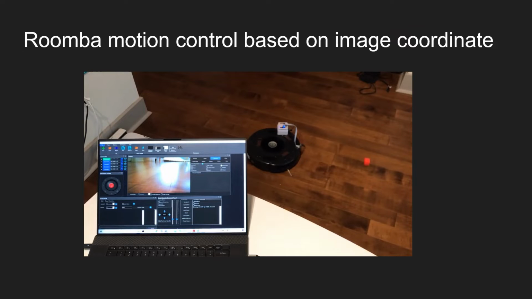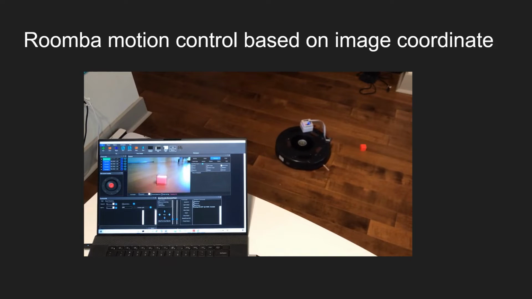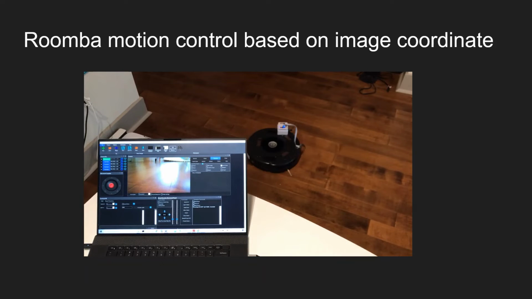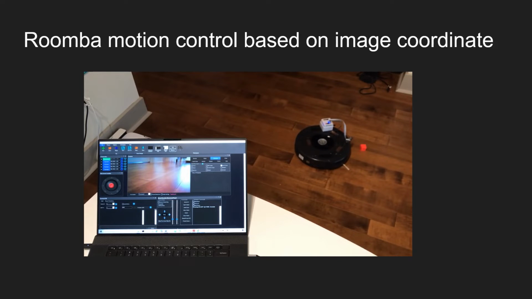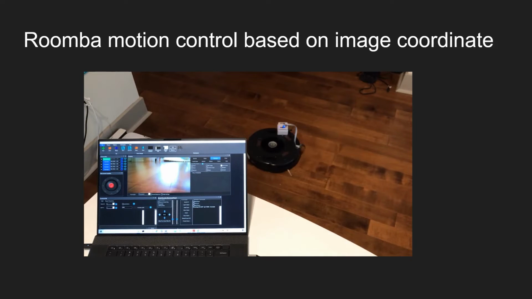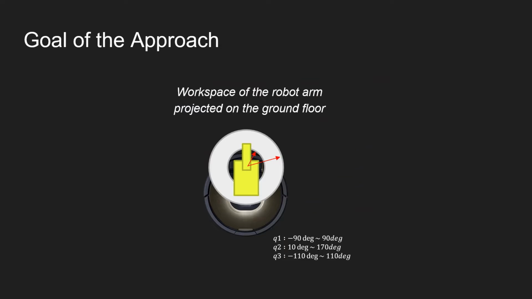This video shows the Roomba motion control using image feedback. Once an object is detected in the camera, the Roomba approaches the object while keeping the object in the center of the picture until the object falls out of the image frame. The goal of this approach phase is to bring the object within the workspace of the robotic arm.